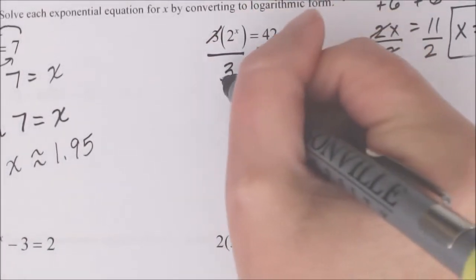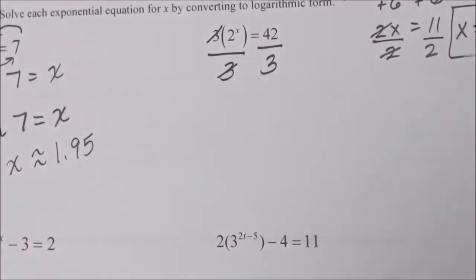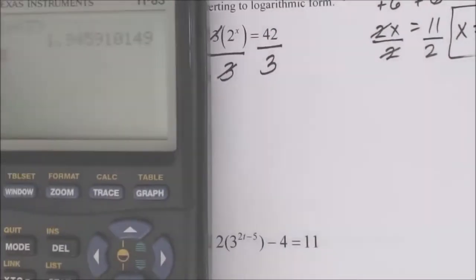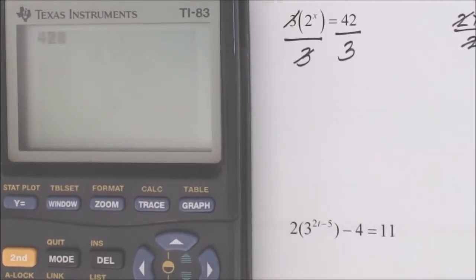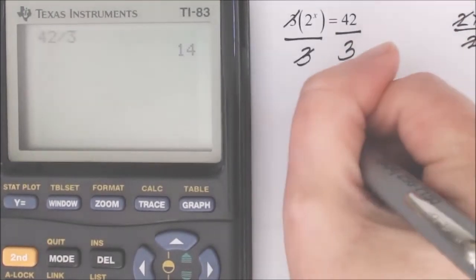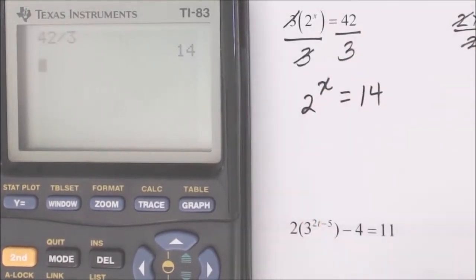If you have a calculator, hopefully you can go ahead and make that a decimal if you want to, just to make the numbers a little easier to work with, so we don't have to deal with that fraction. So 42 divided by 3. Oh, that's 14. That wasn't a decimal. So we have 2 to the x equals 14.